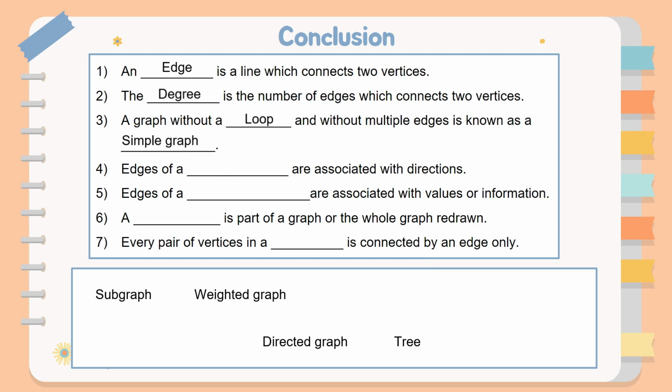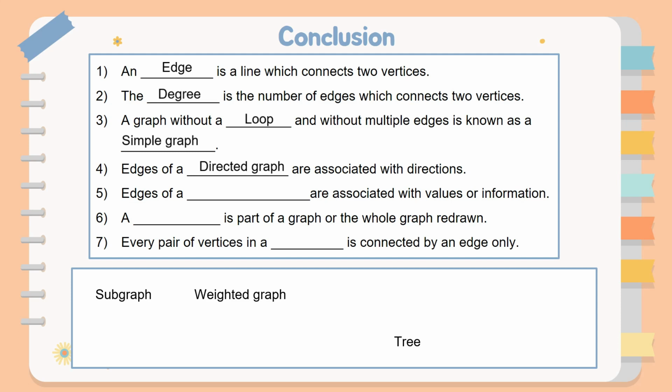Next, edges of the blank are associated with direction. What type of graph has direction? What is the answer? Directed graph. Yes, correct. Each edge of a directed graph is associated with direction.